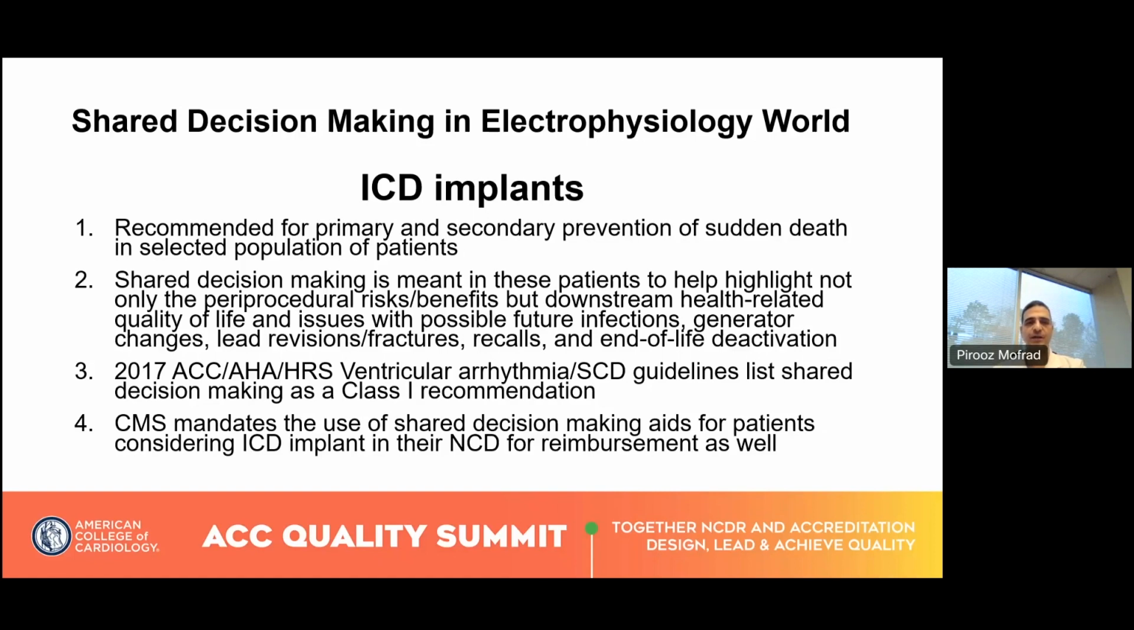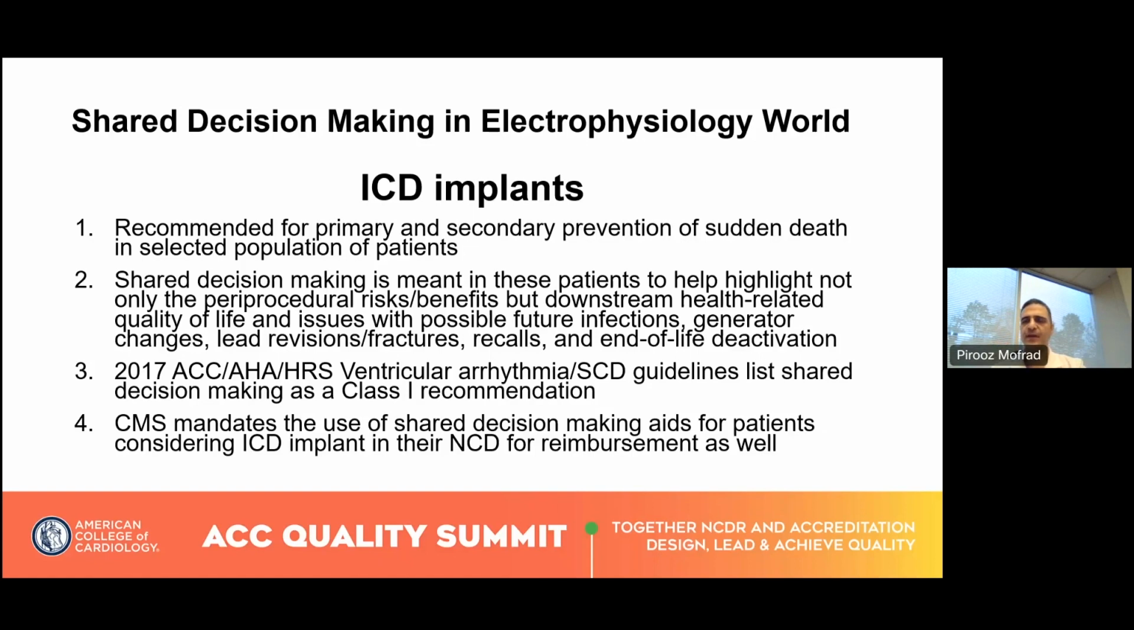And this was shared back in 2017, believe it or not, it's a long time ago, as a Class 1 recommendation through our society, American Heart Association, and HRS. And again, it's meant to really highlight to these patients not just the risk and benefits of getting a defibrillator implant, but also tailored discussion with their healthcare provider about some of the downstream effects of getting a defibrillator.